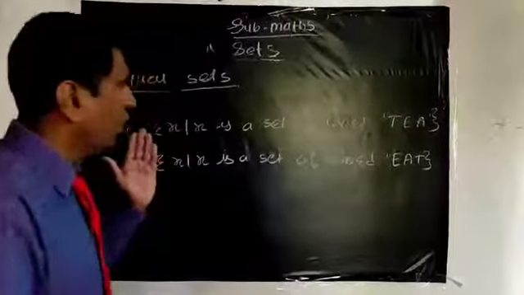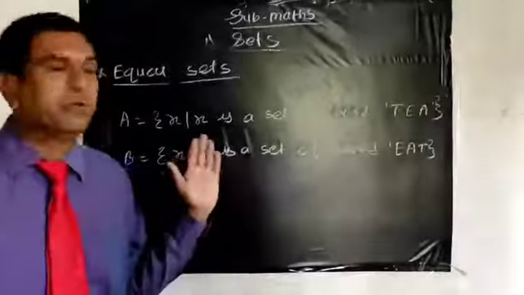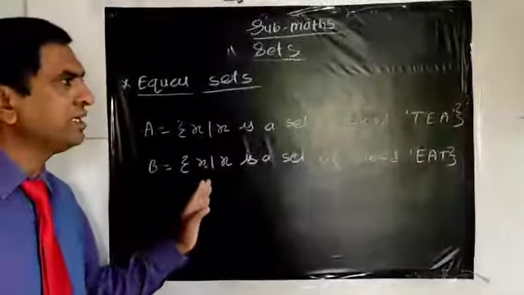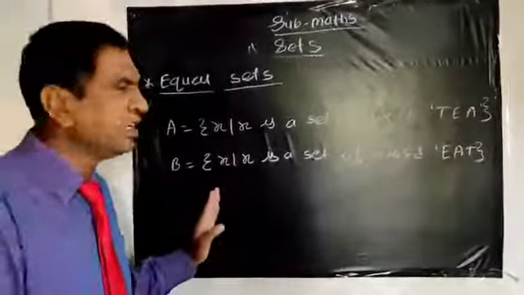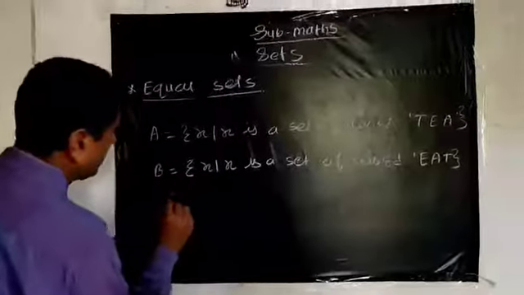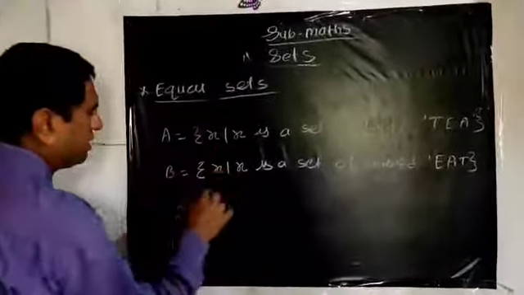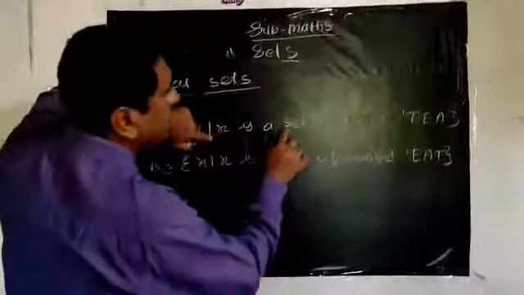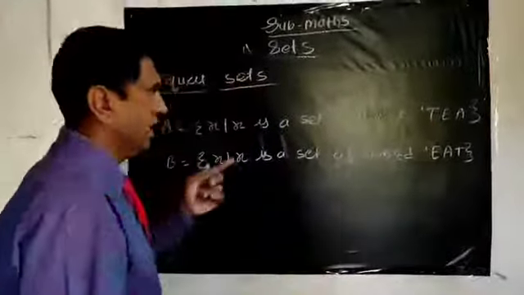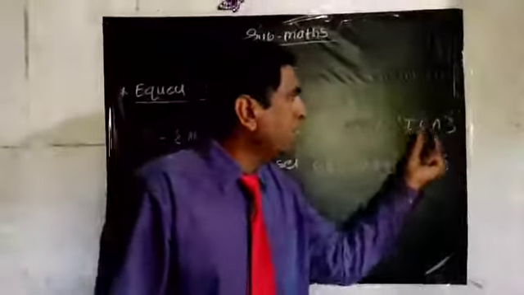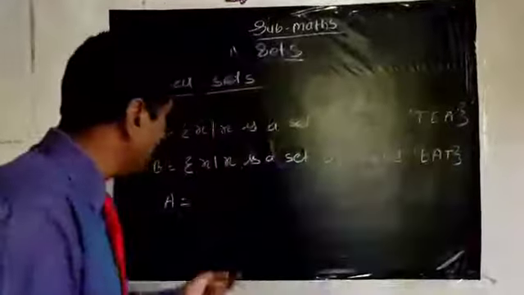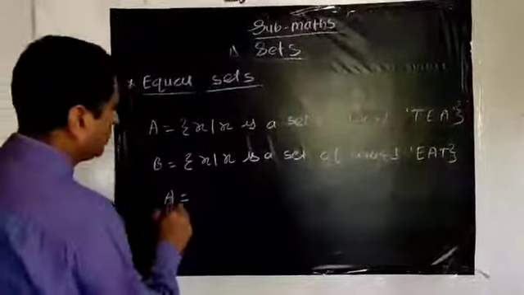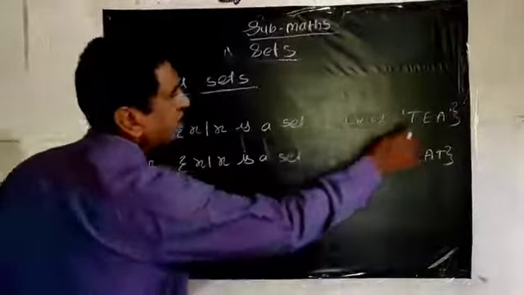These are the rule method examples. When we convert these rule method examples into the listing method, let's see which sets we get. Set A: convert this set into the listing method, {x : x is a letter of the word TEA}. What is x? x is a letter of the word TEA. In the word TEA, how many letters are there? That set of letters is A. So A equals, which letters are there?